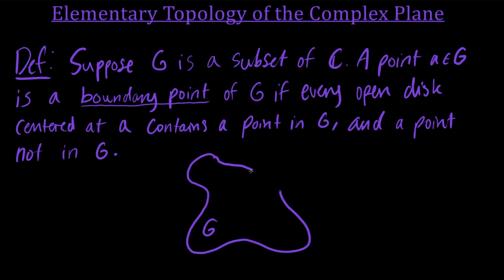Now, let's say we draw our point A somewhere over here in G. Is this point a boundary point of G? Well, let's draw some open disk around A and check. Well, are there any points in this disk that are not contained in G? No, there are not. All of the points within the disk are within G. And so that means that A is not a boundary point of G. So those are boundary points.